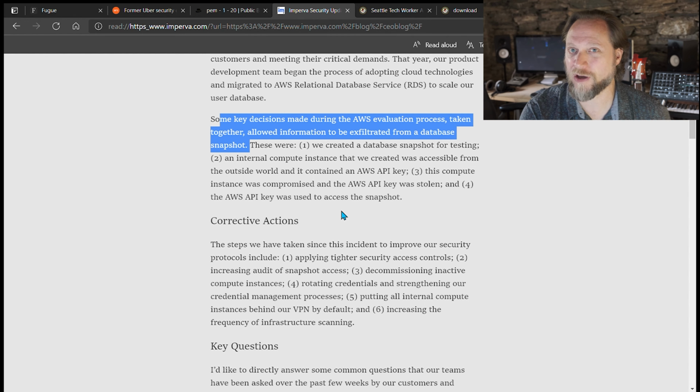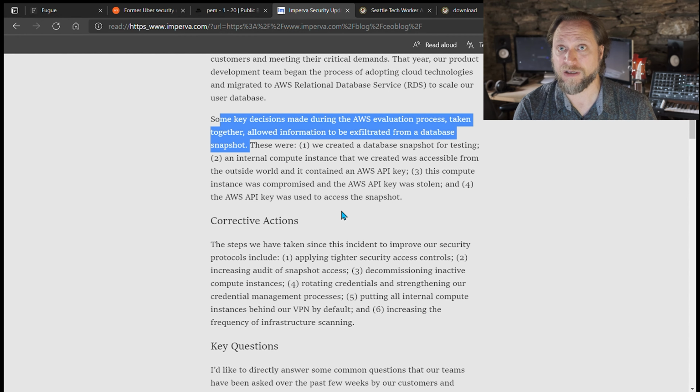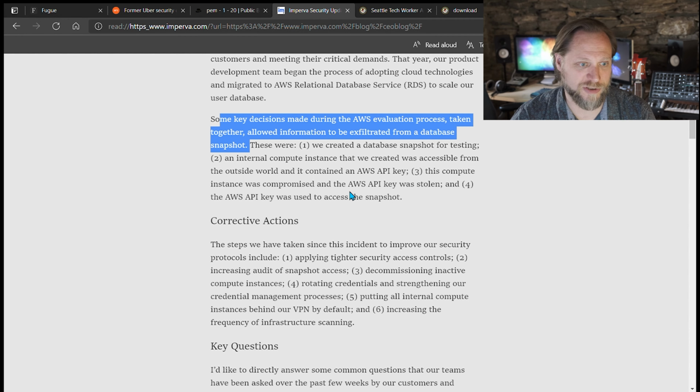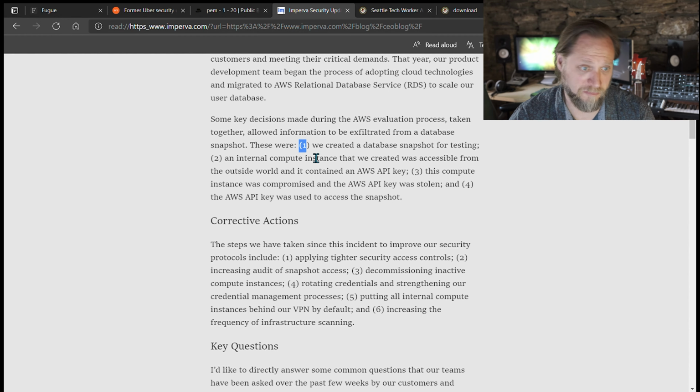This is kind of the equivalent of somebody stealing your database's backup in the data center. That would be hard to do in the data center because who knows what kind of backup solution you're using or where those things live. In the cloud, totally different story. Database snapshots are stored in S3. Okay. So the decisions were, one, they created a database snapshot for testing. Okay, fair. Everyone, that's what you're going to do, right?